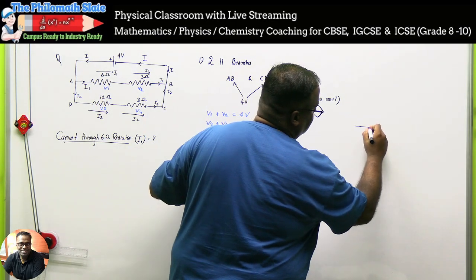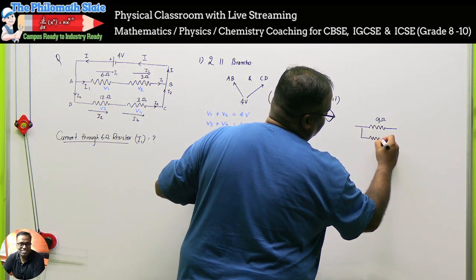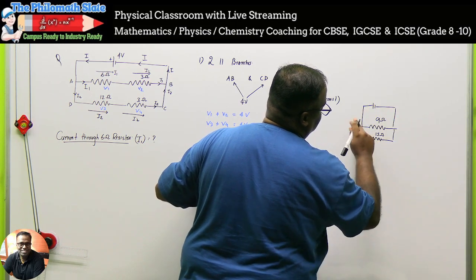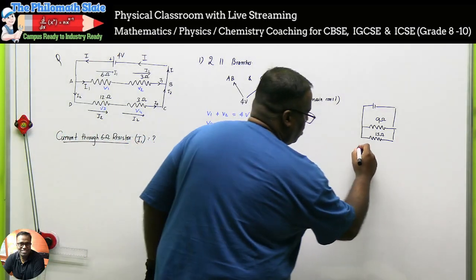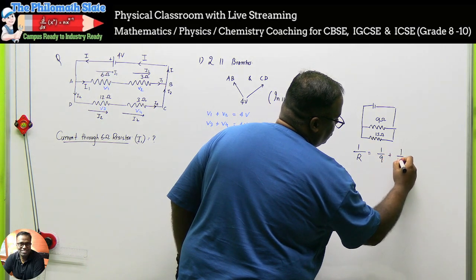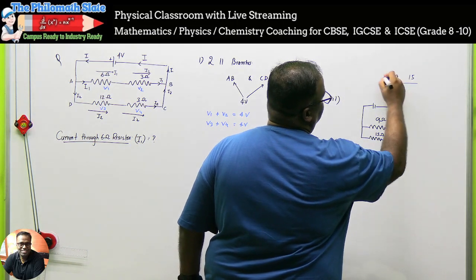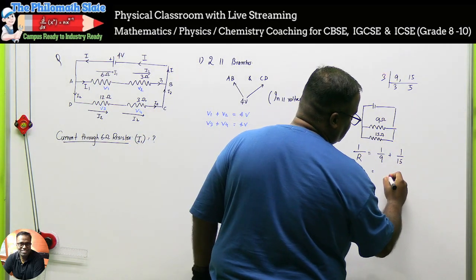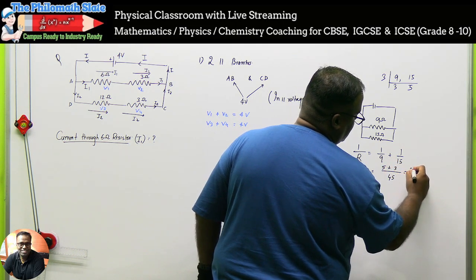So our circuit is like this. 9 and at the bottom we have how much? 15. Very good. 15 ohms, connected to 4 volts. Now 9 and 15, can you get me the equivalent? 1 upon R is equal to 1 upon 9 plus 1 upon 15. 3 3s are 9, 3 5s are 15. So 3 3s are 9, 5s are 45. So this is 8 by 45.